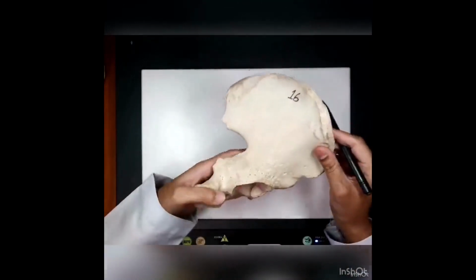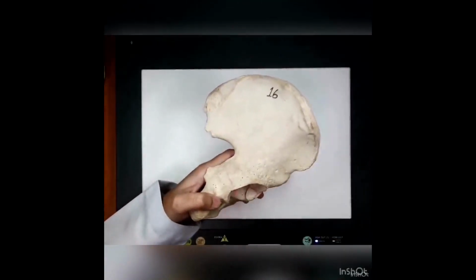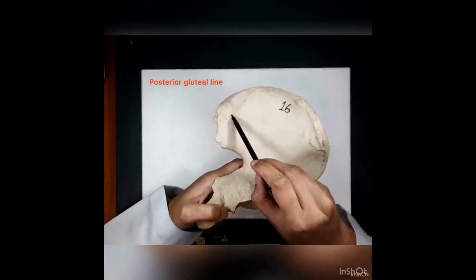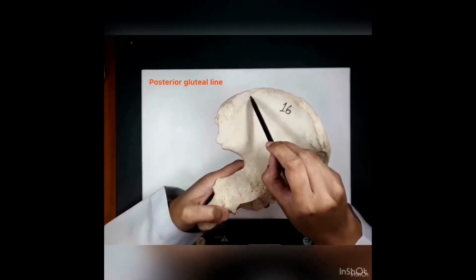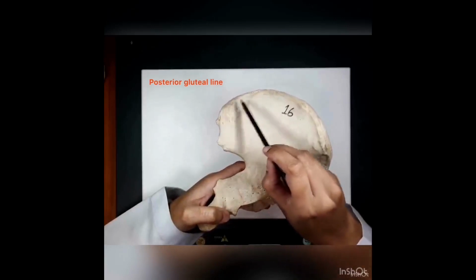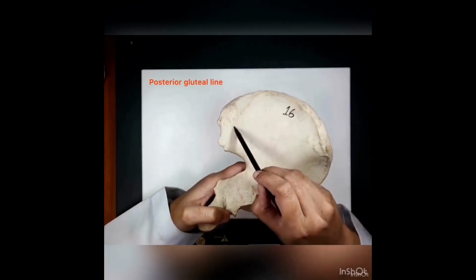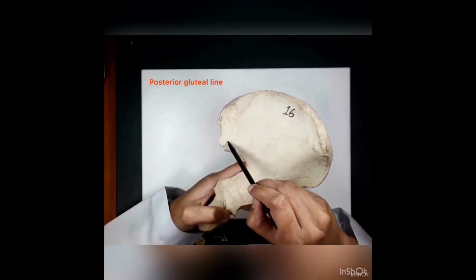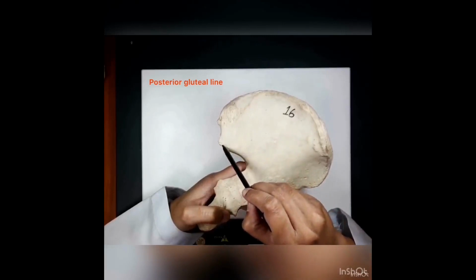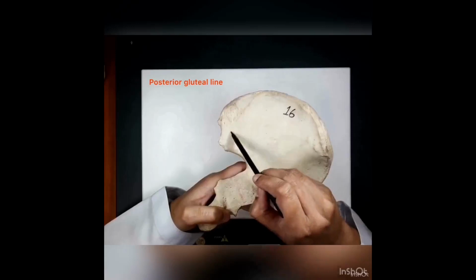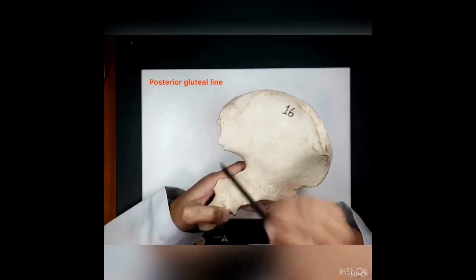The gluteal surface is divided into 4 areas by 3 lines. This is posterior gluteal line, which extends from the iliac crest roughly 5 centimeters in front of the posterior superior iliac spine. It goes downwards just in front of this posterior inferior iliac spine. It is prominent in the upper part, but below it is not very prominent.